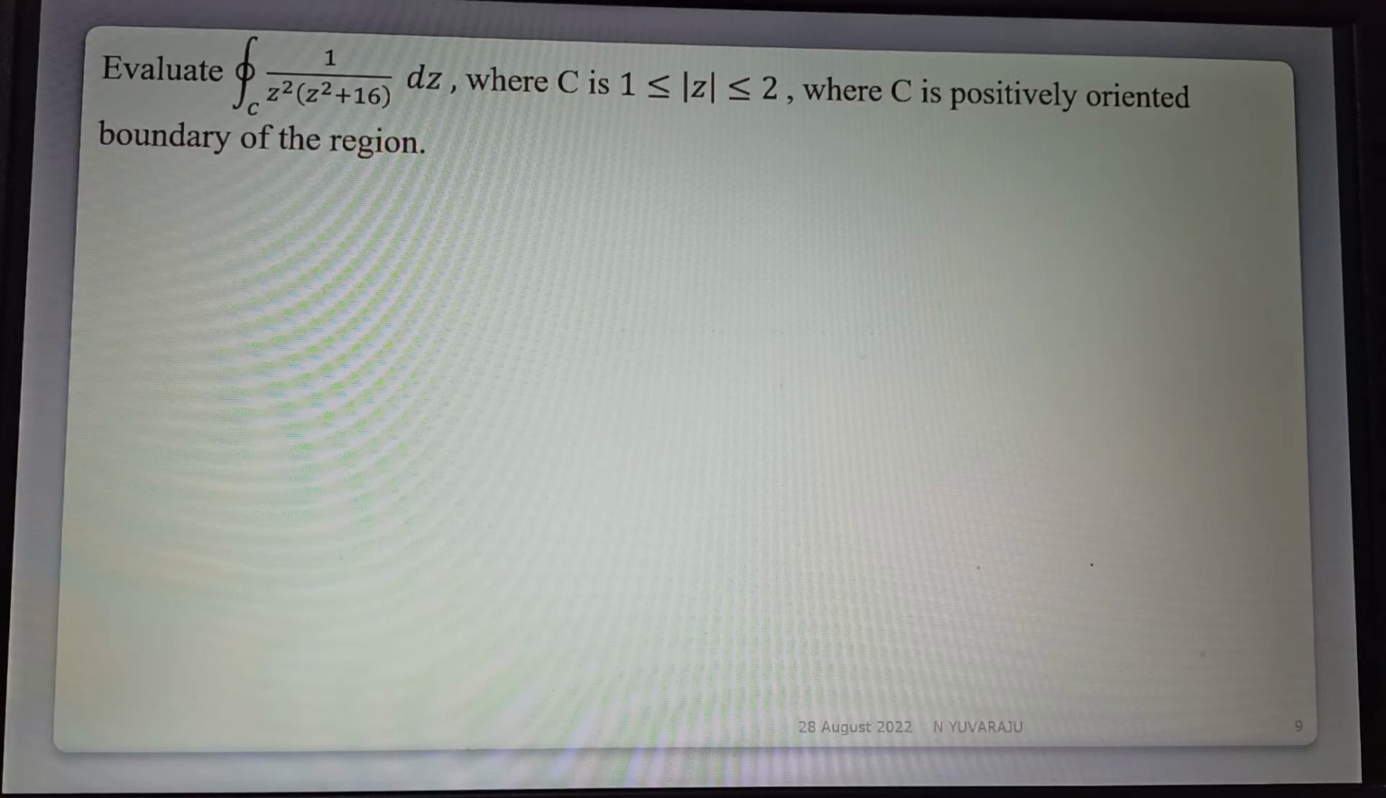Evaluate the integration of 1 by z square into z square plus 16 into dz, where c is 1 less than or equal to mod z less than or equal to 2, where c is the positively oriented boundary of the region. So observing the given region, it is not only a single circle, it is between the two circles, and that is called an annular region.